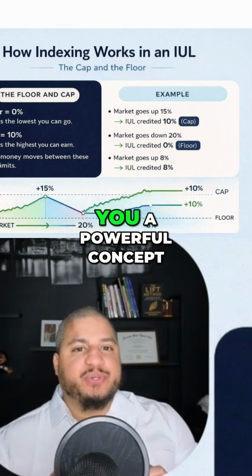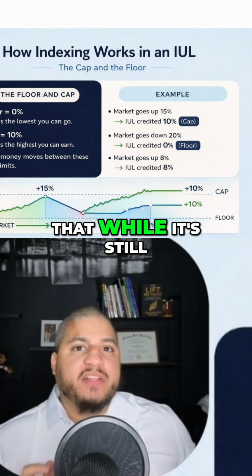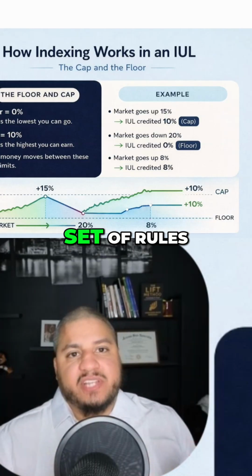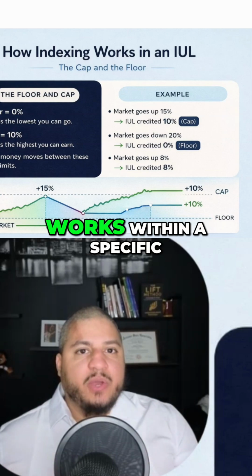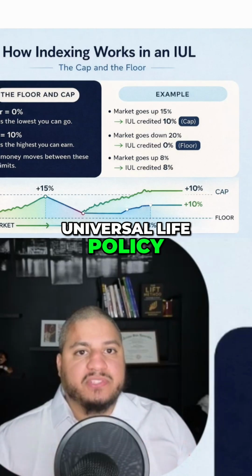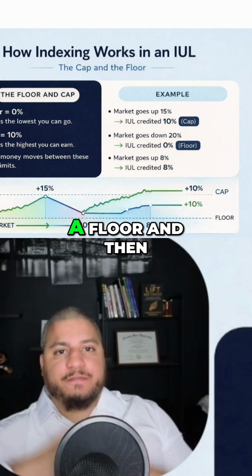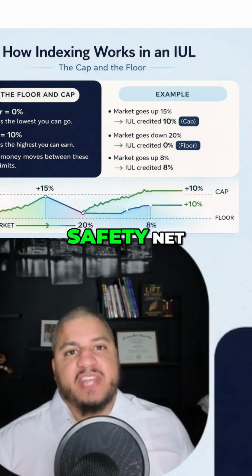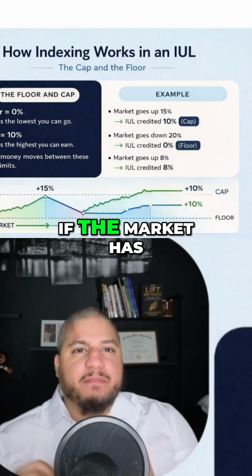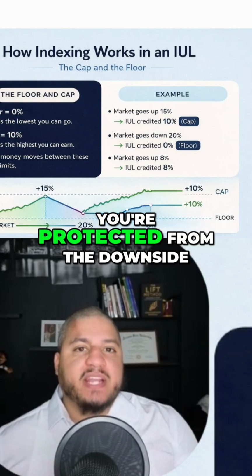Now, I want to introduce you to a powerful concept. And it's a game changer. To understand indexing, you need to know that while it's still linked to a major market index like the S&P 500, it follows a different set of rules. This is how indexing works within a specific type of life insurance policy called an Index Universal Life policy, or IUL for short. With an IUL, there are two key components, a floor and a cap. The floor is your safety net, the absolute minimum interest rate. In most cases, the floor is 0%. So if the market has a negative year, your account value doesn't decrease due to market losses. You're protected from the downside.